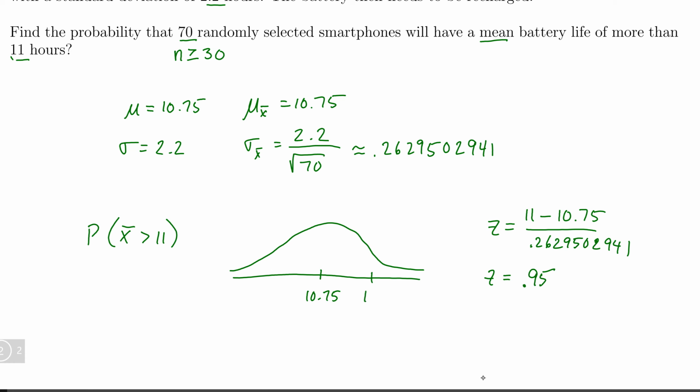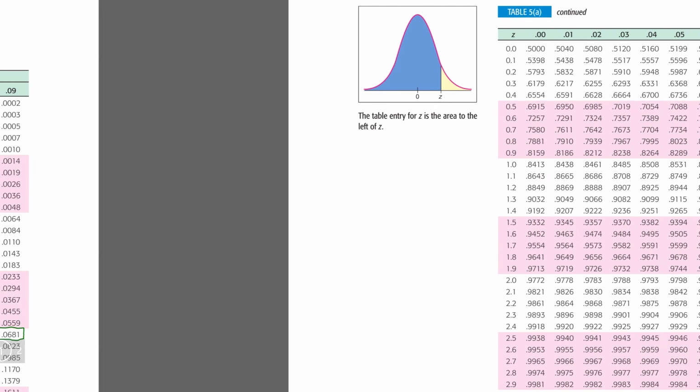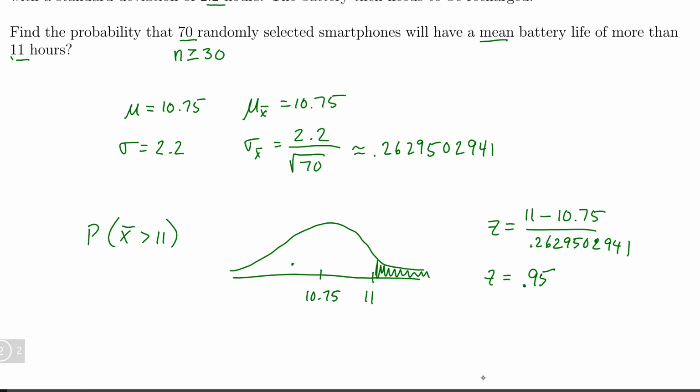Again, we're looking for the probability that the mean battery life is more than 11 hours. So we're looking for approximately this area here. If we look up 0.95 on the table, we go to 0.9, and then over to the 0.05 column, which gives us 0.8289. Again, though, this table gives us areas to the left of any z-score. So 0.8289 is this area here.